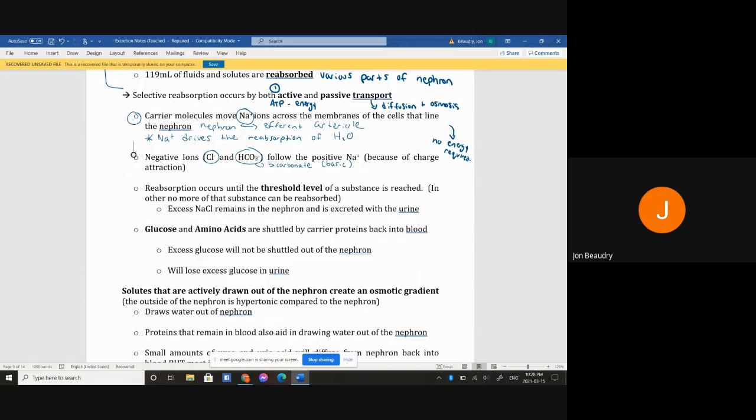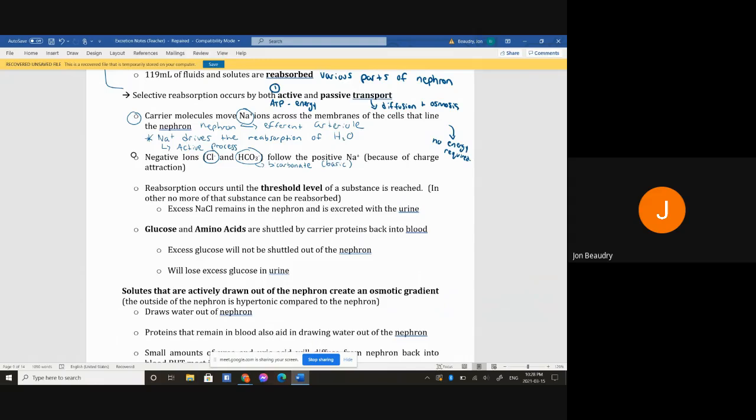Okay, now I'm going to go back up and add one more thing. This process where sodium gets reabsorbed is an active process. And we talked about that yesterday, active versus passive processes. This is going to require energy. So I have carrier molecules that are shuttling these sodium ions across back into my efferent arteriole.